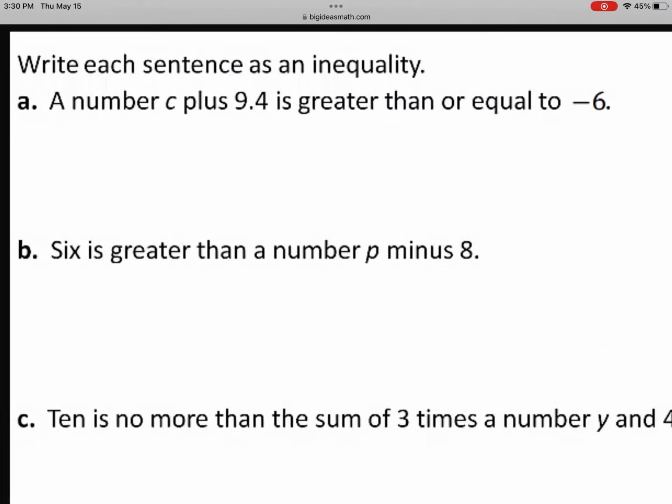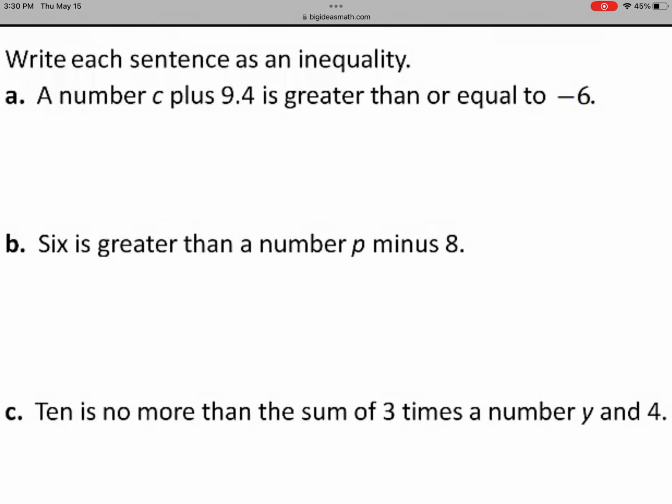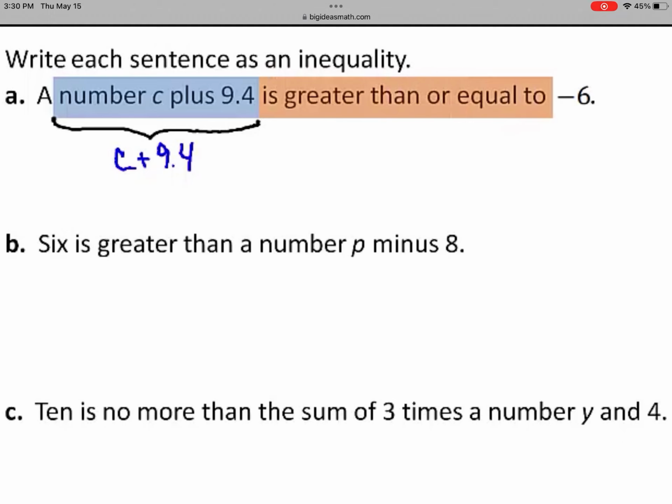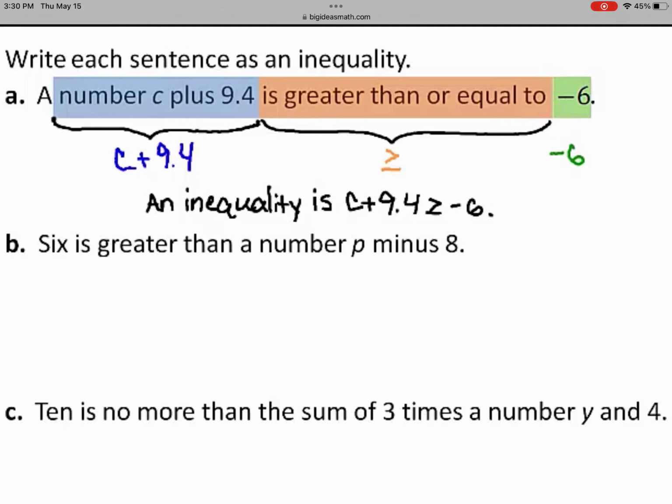Write each sentence as an inequality. Part A. A number c plus 9 4/10 is greater than or equal to -6. The phrase number c plus 9 4/10 can be rewritten as c plus 9 4/10. The phrase is greater than or equal to tells you to use the inequality symbol greater than or equal to. And you want to bring down the -6. So an inequality is c plus 9 4/10 is greater than or equal to -6.